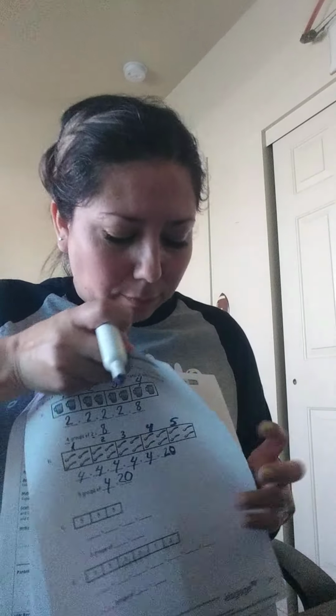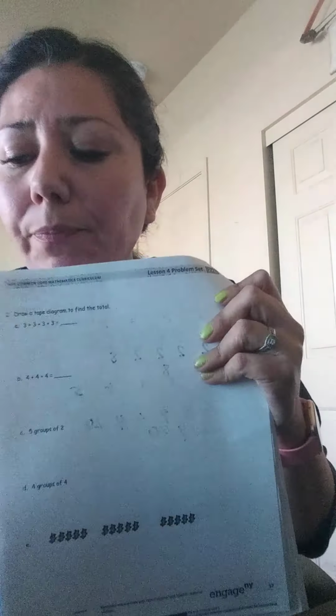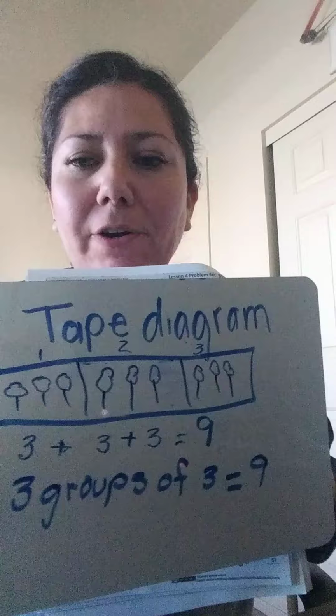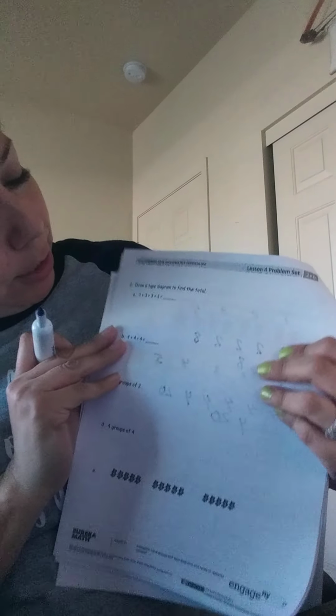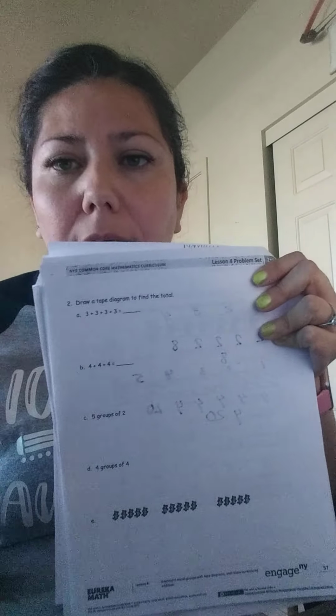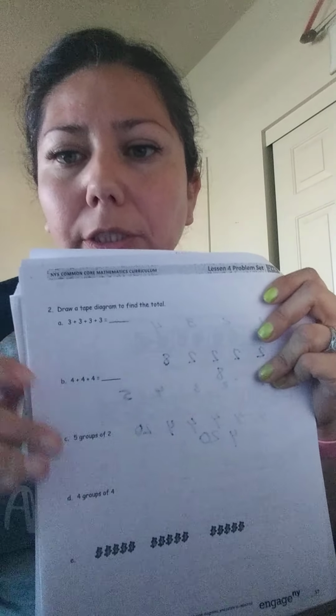Okay, so on the next page, we have to draw the tape diagram. On this page, we actually have to draw it. So for number 2, draw a tape diagram to find the total. Here you can draw anything. You can draw trees, flowers, bears, whatever you want to draw, okay?